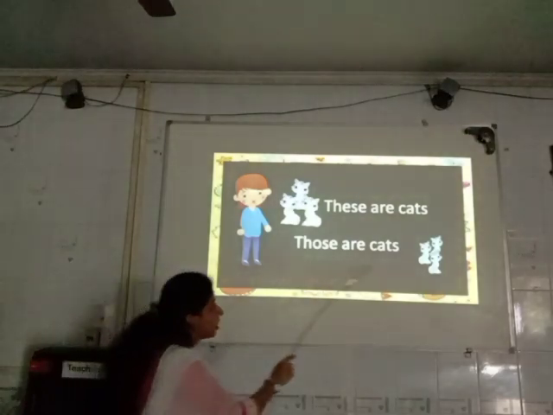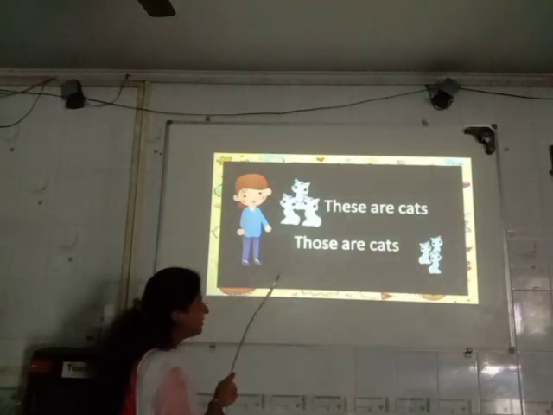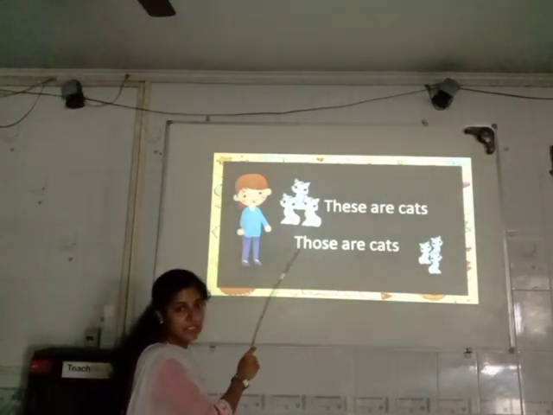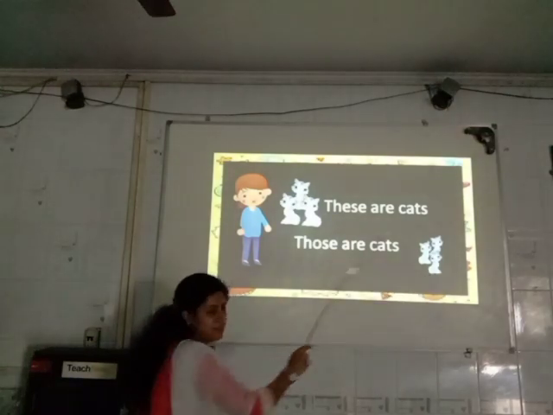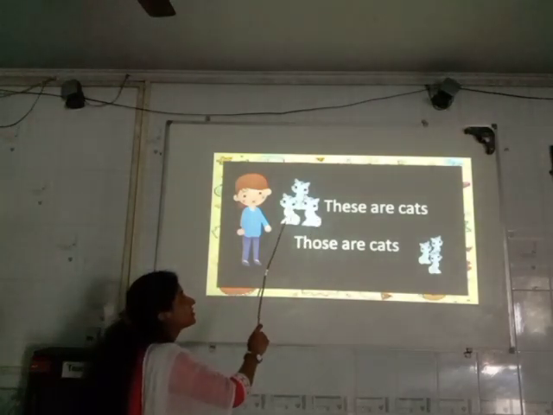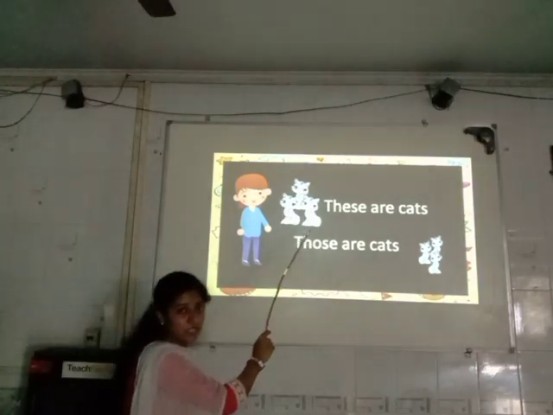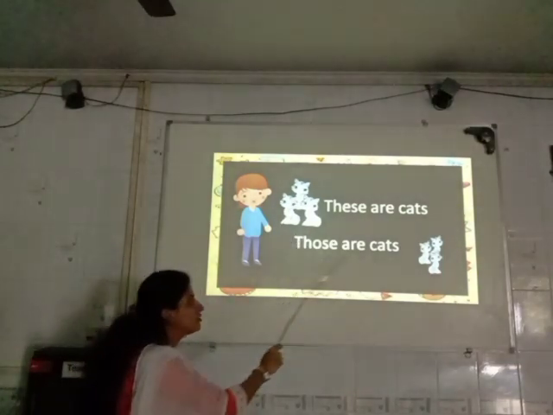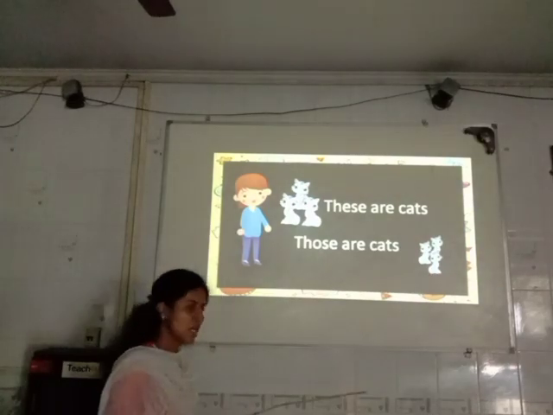Now see here. Those are cats. Why do we use "those" here? Because it is far from this boy. So we use "these" for things near to the boy, and we use "those" for things far from us.